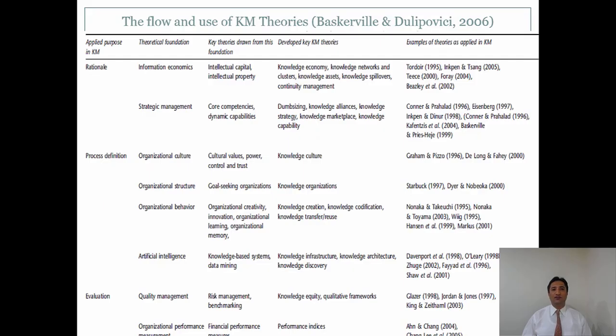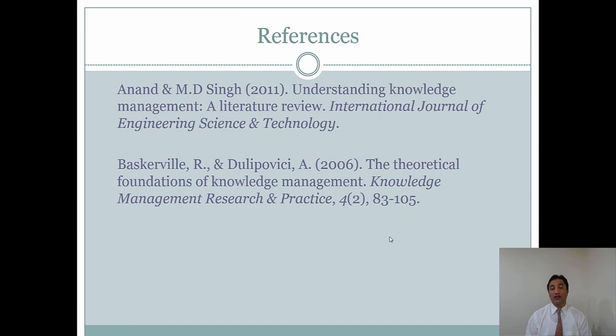Now you can see that the author has beautifully given the contribution of knowledge management in different fields. For instance, in strategic management, the concept is drawn from core competencies, and new concepts like downsizing, knowledge alliances, knowledge strategy, knowledge marketplace, knowledge capability. Similarly, in the field of organization culture, the key theories are culture, values, power, control and trust, and new KM theories are knowledge culture. You have to go through the article to go through all these concepts. I advise you to go through these articles thoroughly, as this video is only the shorter version of these articles.